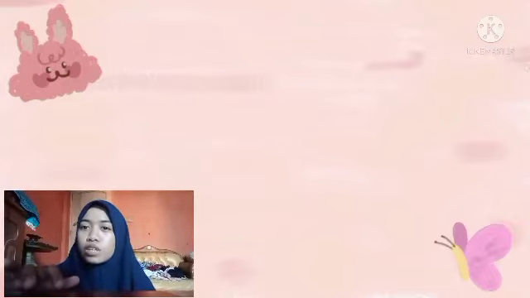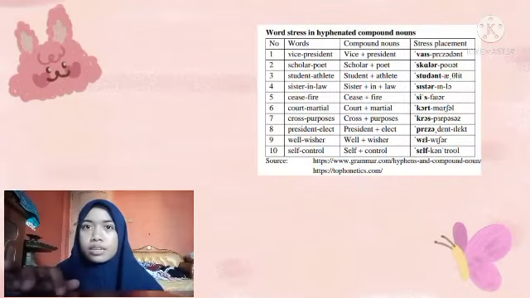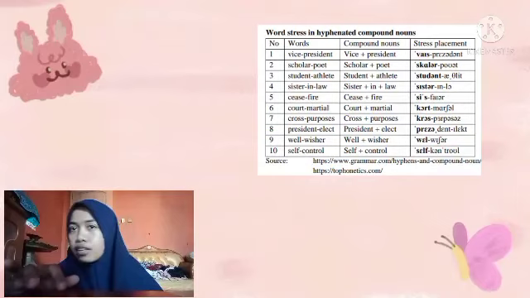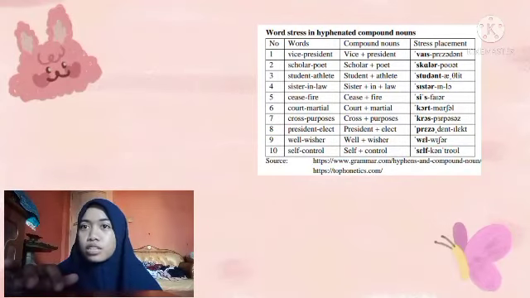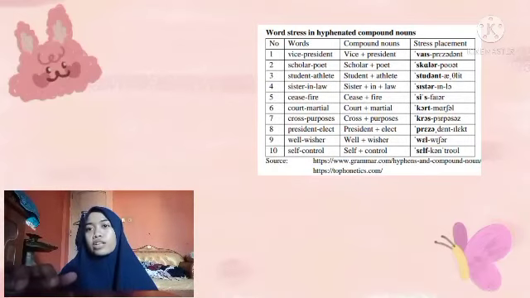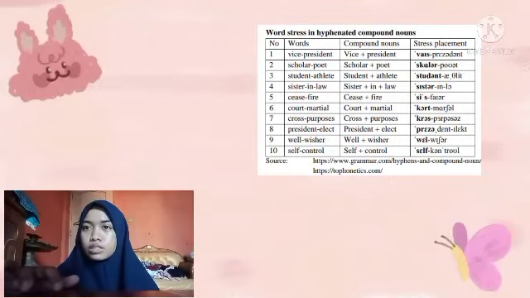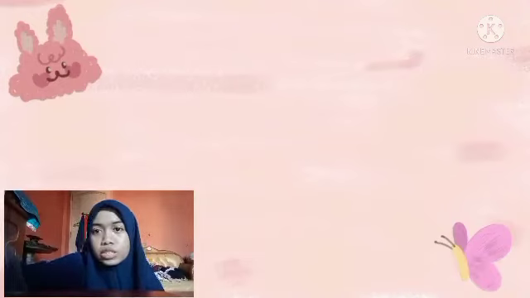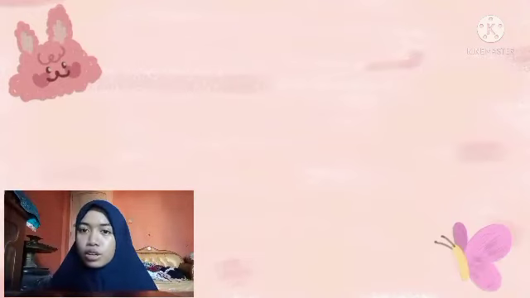Okay, next are nouns that are joined by hyphens or a conjunction, and the stress is on the first word, such as vice president, scholar, student athlete, sister-in-law, ceasefire, court martial, cross purposes, presidential, self-control. An exception is the word great sister, where the stress is on the second word.